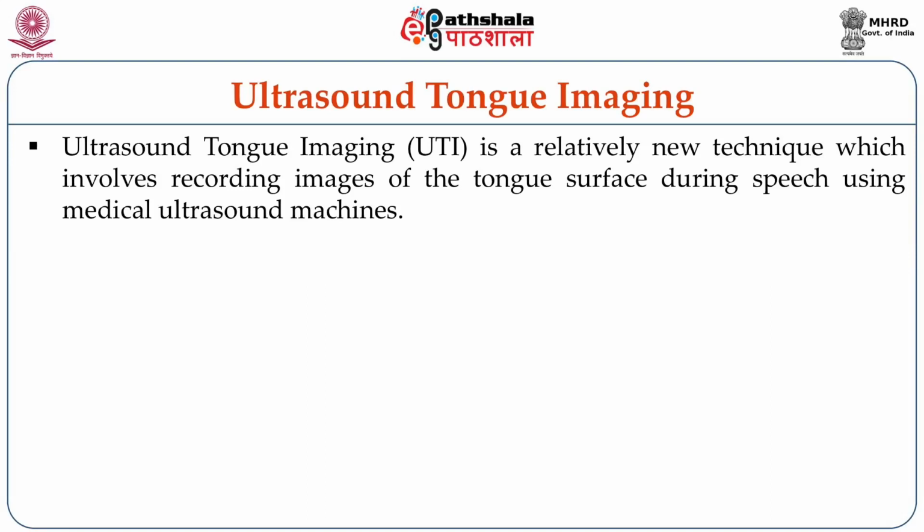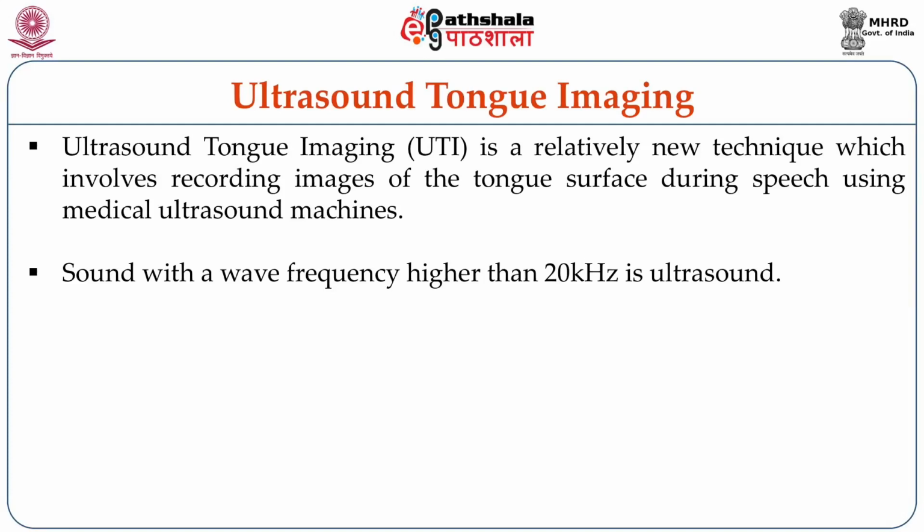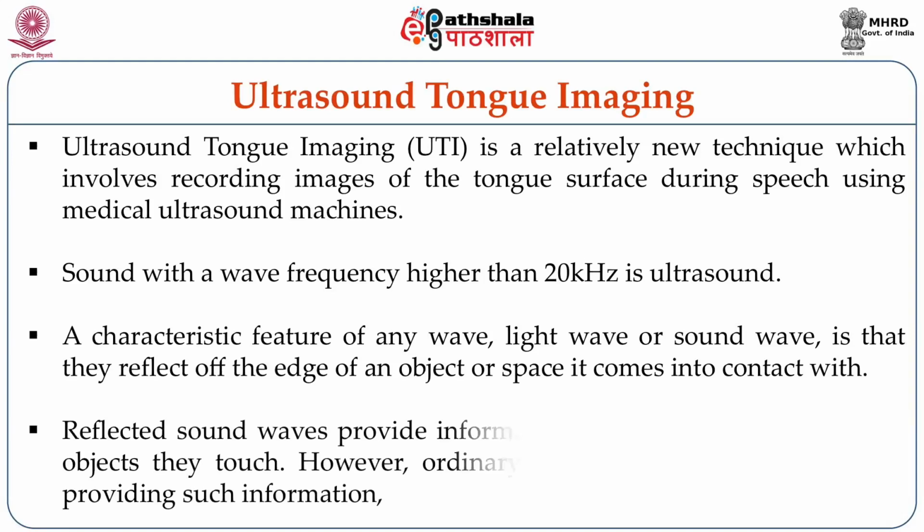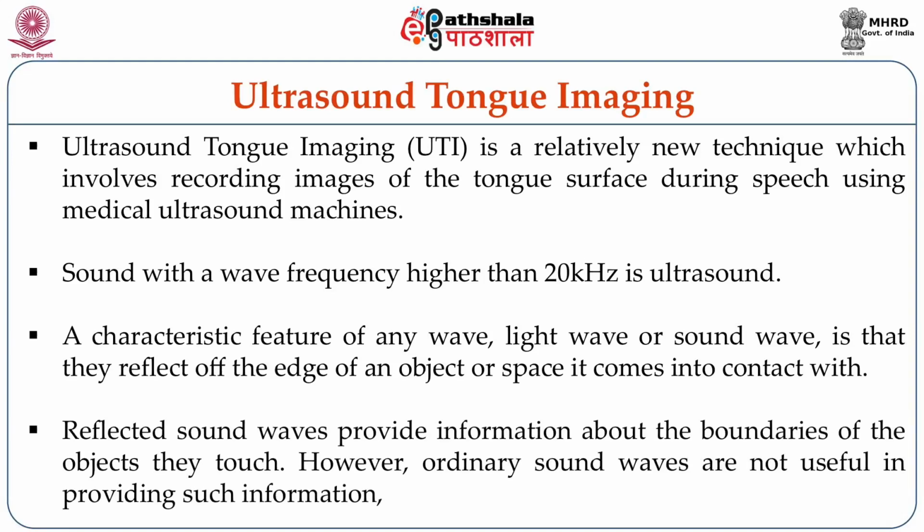The next method that we will be talking about is ultrasound tongue imaging, also known as UTI. Ultrasound tongue imaging is a relatively new technique which involves recording images of the tongue surface during speech using medical ultrasound machines. Sound with a wave frequency higher than 20 kHz is called ultrasound. A characteristic feature of any wave, light wave or sound wave, is that it reflects off the edge of an object or space that it comes into contact with. Reflected sound waves provide information about the boundaries of the objects that they touch. However, ordinary sound waves are not useful in providing such information.